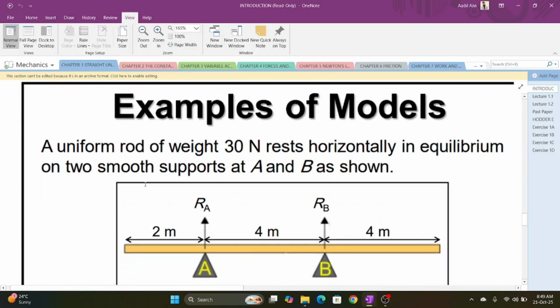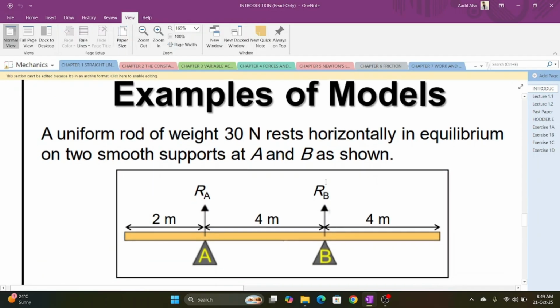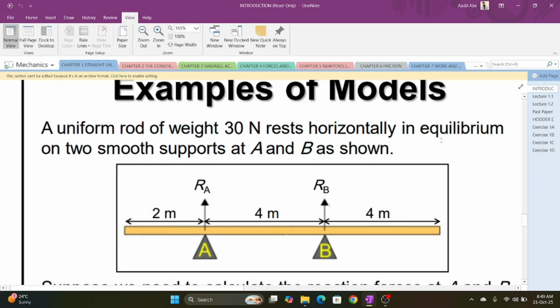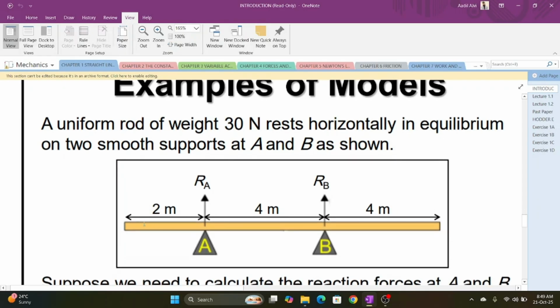A uniform rod of weight 30 Newton rests horizontally in equilibrium on two smooth supports at A and B as shown. Equilibrium basically means that an object is at rest even when forces are being applied on it, right? So here we can see that we have a uniform rod. So what do we mean by a uniform rod? That at equal lengths, equal forces will be acting on it. The masses will be equal.